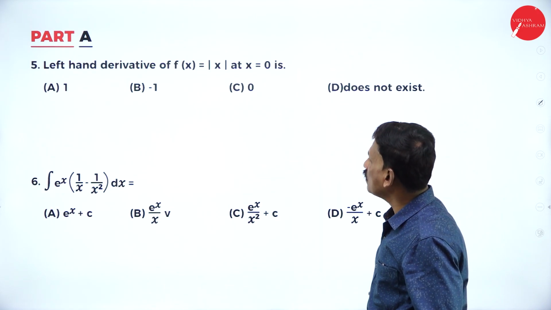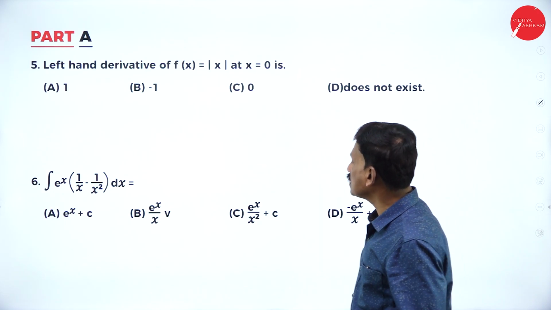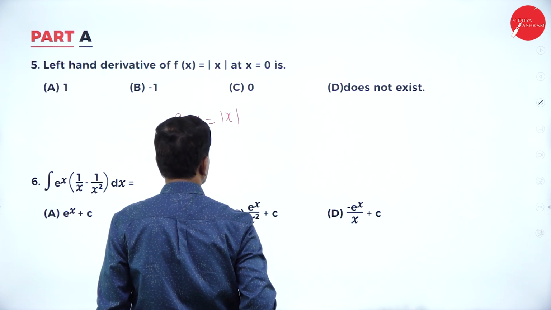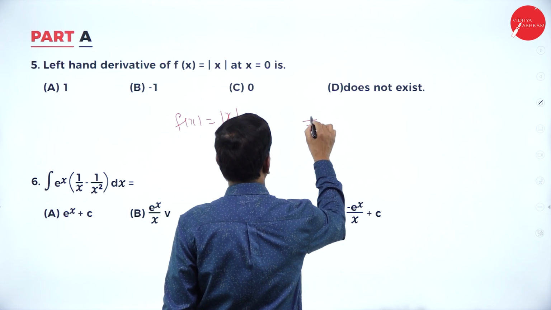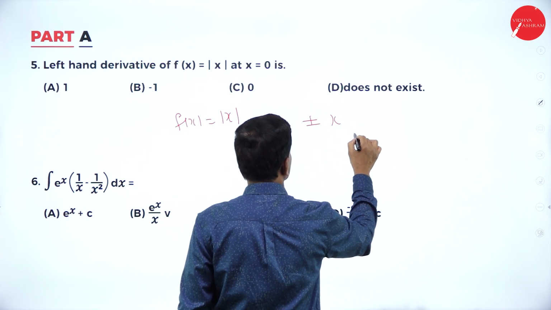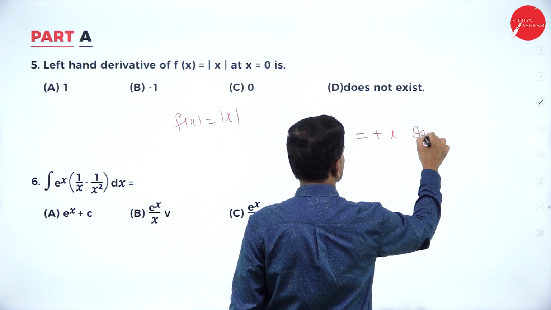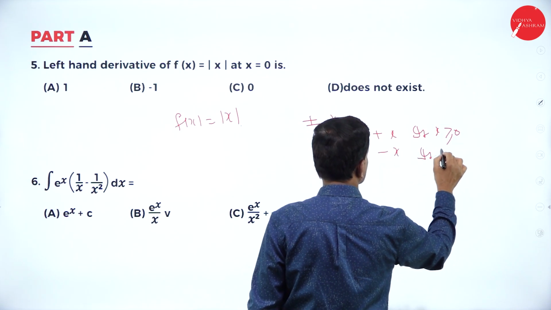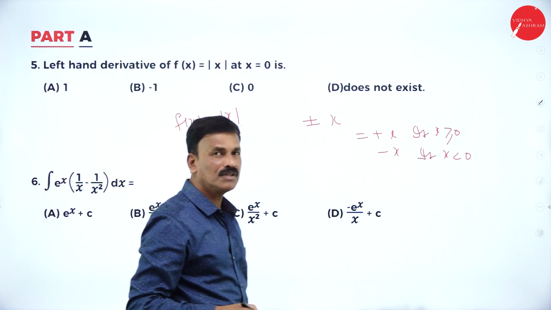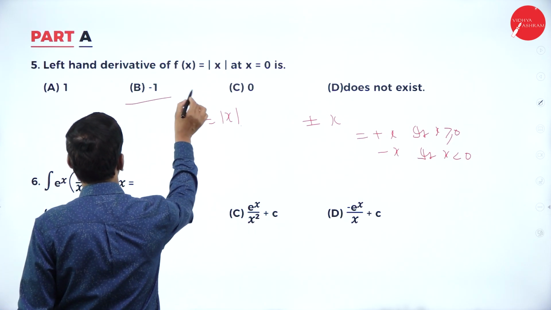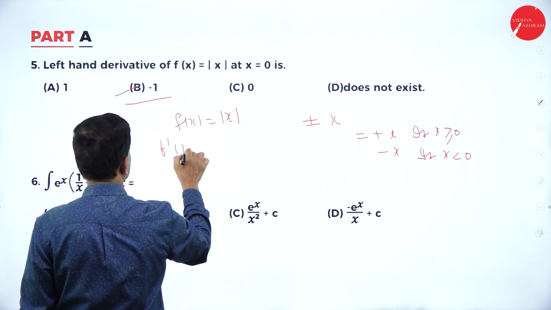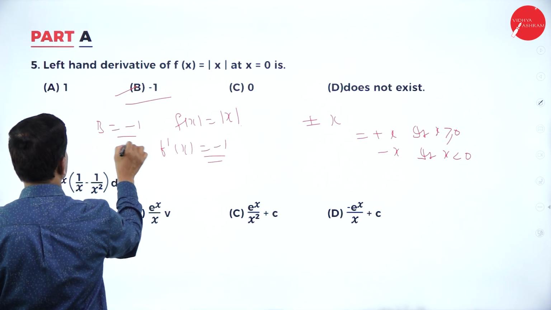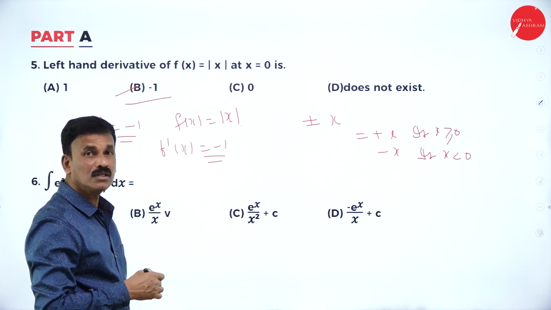The left hand derivative of f of x is equal to mod x at x is equal to 0. What is given here? F of x is equal to mod x. The mod x is nothing but plus or minus x. That means this is plus x if x is greater than or equal to 0, minus x if x is less than 0. Now the left hand derivative for this is minus 1. So the left hand derivative of mod x is equal to minus 1. The option is B, that is minus 1. Okay. Now move on to the next problem.